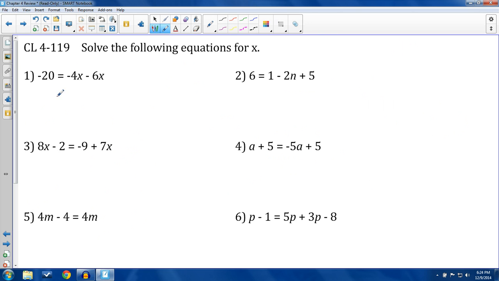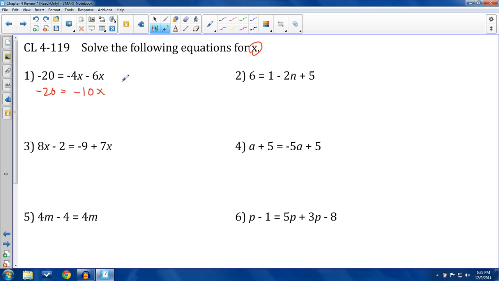At least here you get to do more steps, maybe. It says solve for x. Some of these are n. Please solve for n and a and p and m. They're not all x. Step 1 is simplify. Ignore one side of the equation, hide it, cover it, and then look at the other side and make sure all like terms are combined. Negative 20 can't combine with anything on the right side, but on the left side, negative 4x minus 6x is negative 10x. So I simplified.